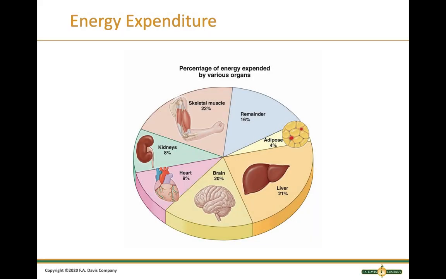Alright, welcome to the video on metabolism. So after we absorb all those nutrients from the digestive system, we turn it into energy, and we can see skeletal muscle uses the most energy, followed closely by the liver and the brain. The kidneys and the heart also use a lot, and then other organs use up the rest.